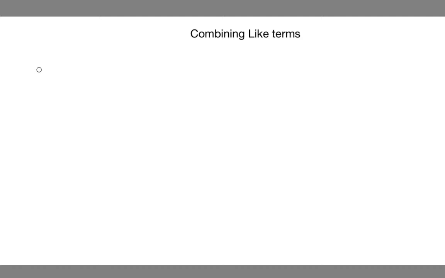Today we'll be talking about combining like terms. Okay, so let's get into this. First off, suppose you're given this equation: 3x plus 2x equals 5. So how are we going to go about solving this?